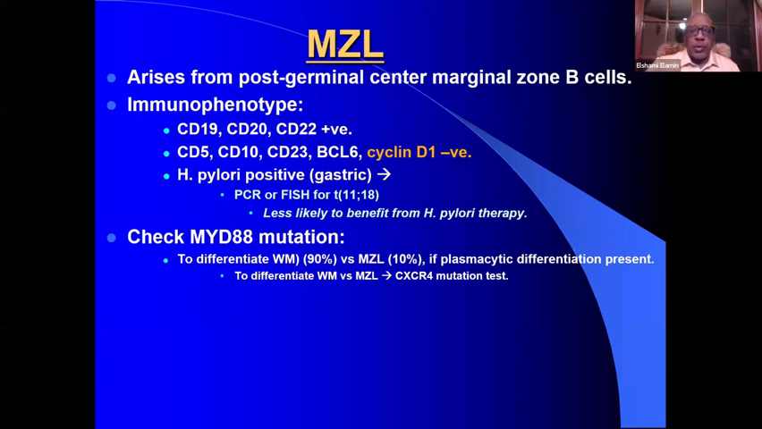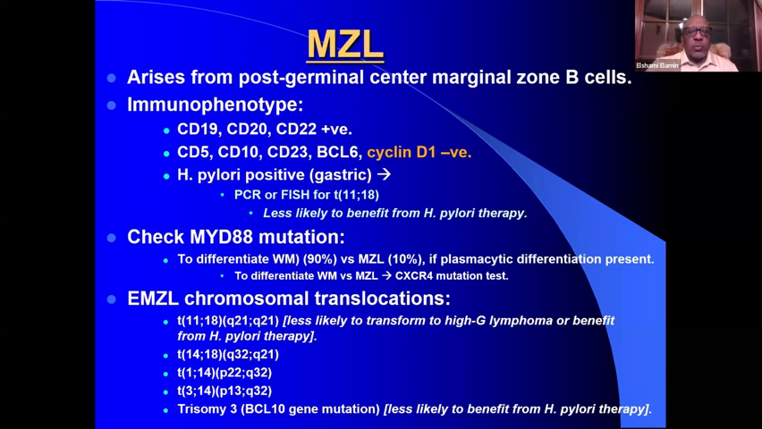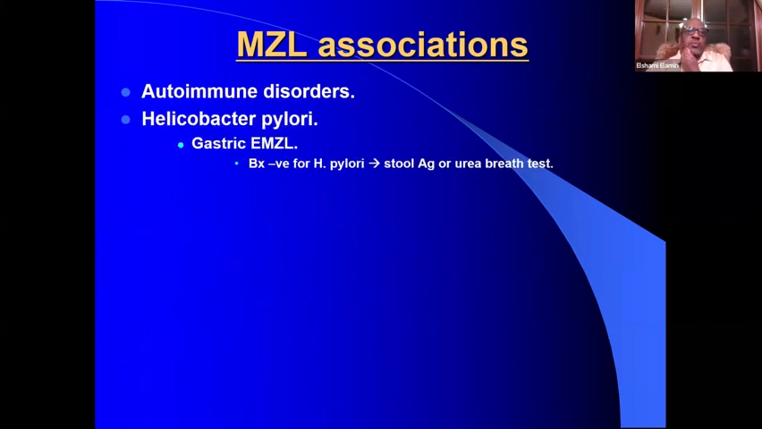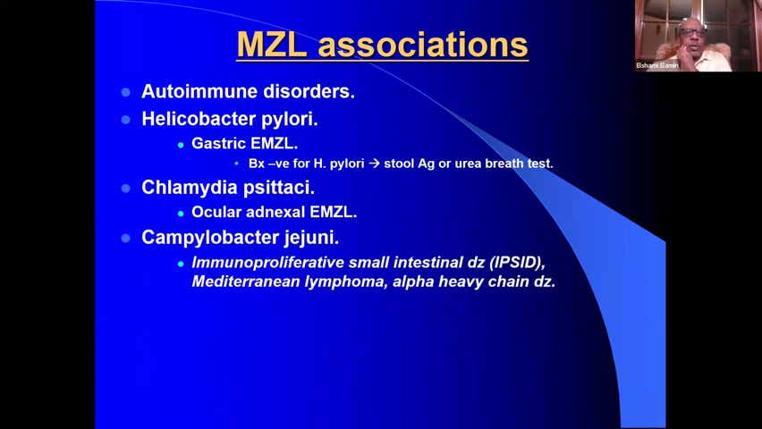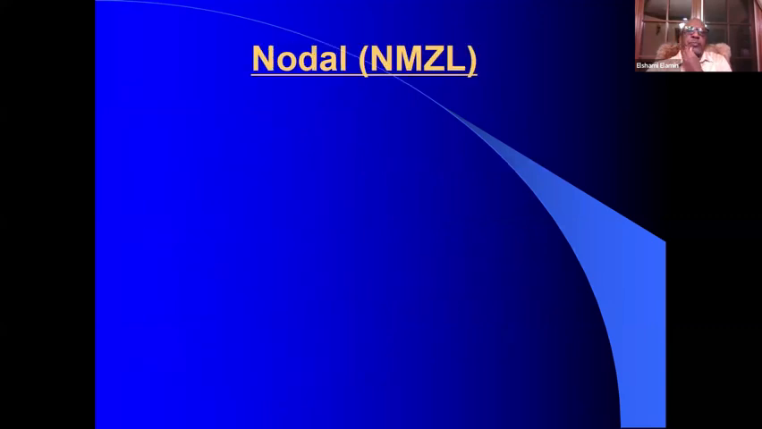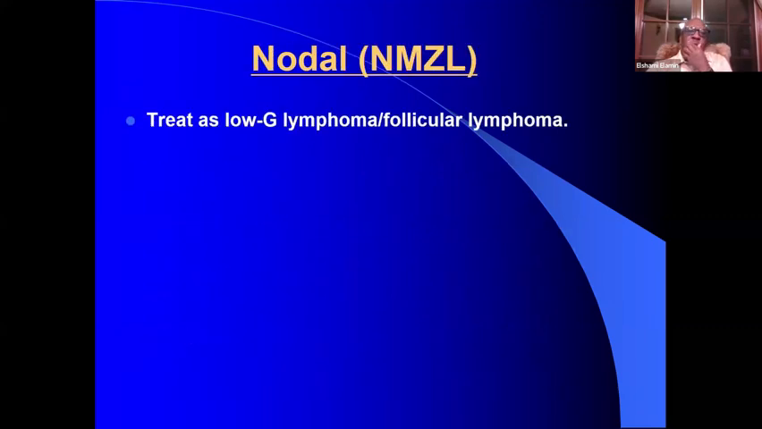This is a chromosomal translocation associated with extranodal marginal zone lymphoma. Marginal zone lymphoma associations: autoimmune disorders, H. pylori with gastric lymphoma, Chlamydia with ocular extranodal, Campylobacter for small bowel, Borrelia for cutaneous, Achromobacter for pulmonary. The nodal marginal zone lymphoma we treat as low-grade lymphoma, like follicular lymphoma. So we follow the same path.